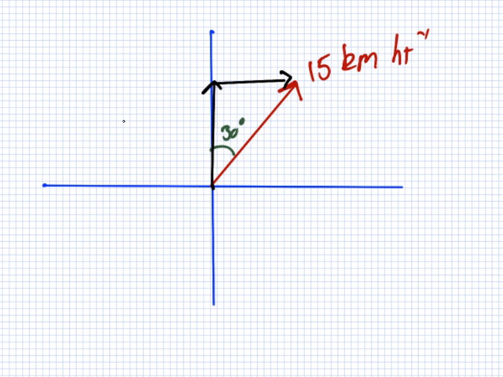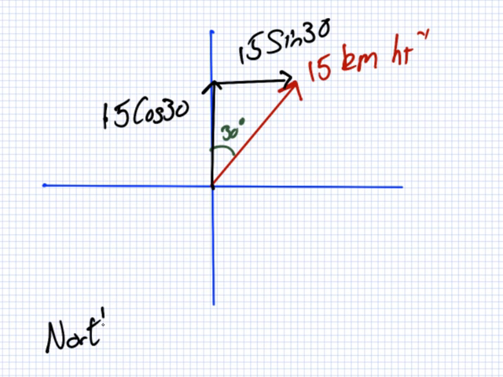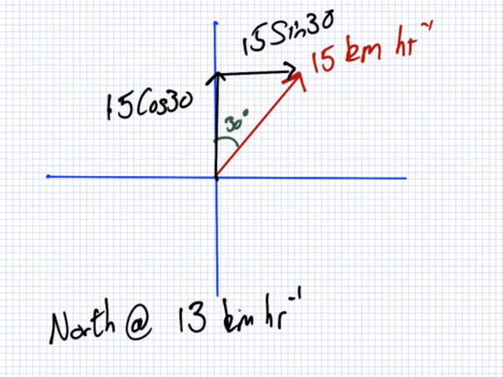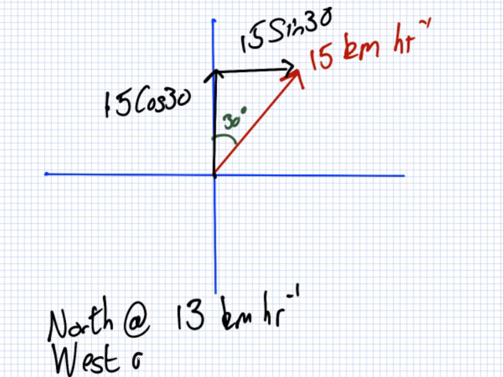So which side is this? Opposite and adjacent. Is it the cosine side or the sine? Cosine. So it'll be 15 cos 30, and this side is 15 sine 30. So what's 15 cos 30? 12.99. So north at 13, we'll say, kilometers per hour. And then west at 7.5 kilometers per hour. So this is the velocity as a horizontal and vertical vector.